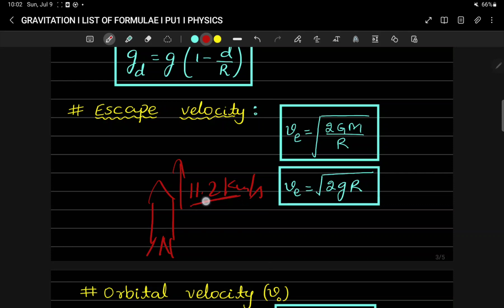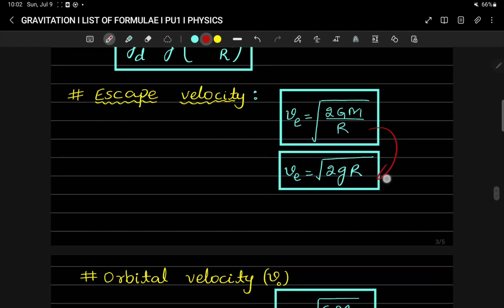It travels 11,200 meters in 1 second. So this is the escape velocity for the earth, for a given rocket. What is the formula for that? That is the square root of (2GM by R), and if you solve that, you will get this one also, that is v is equal to square root of 2gR.